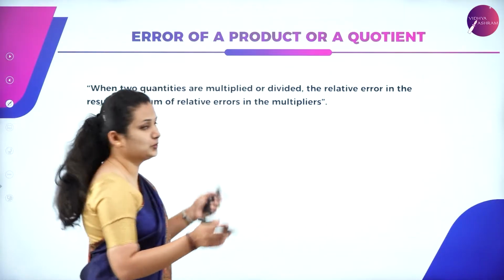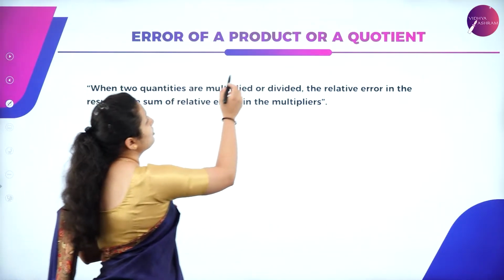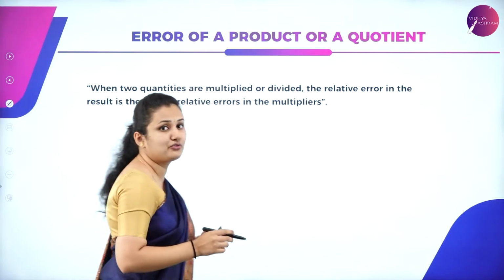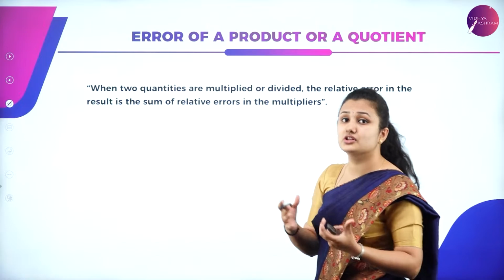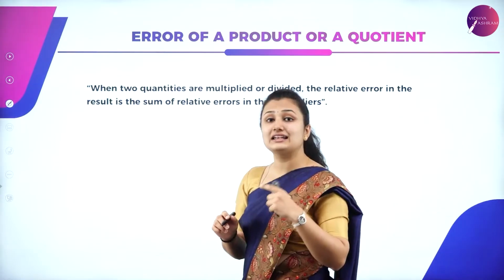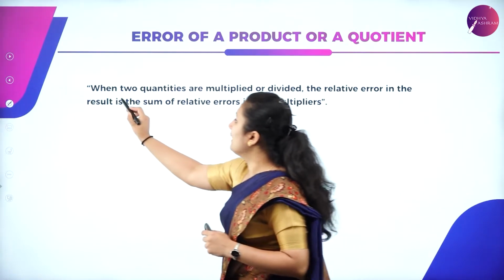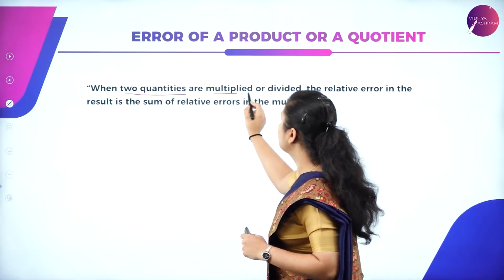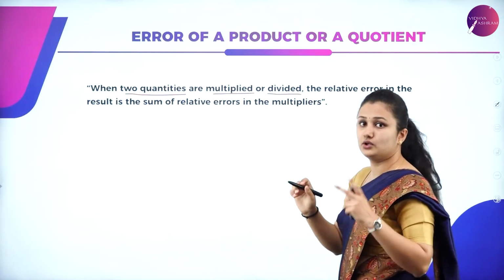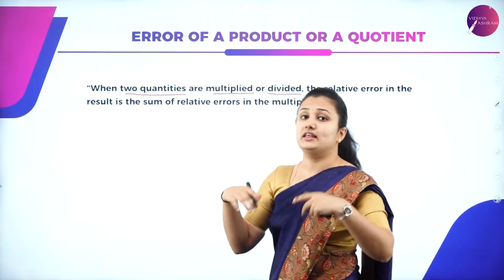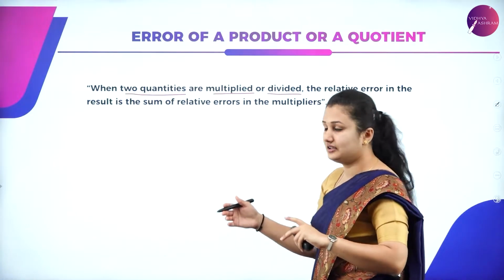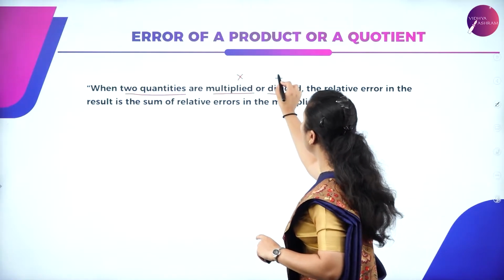Next, rule 2. Error of a product or a quotient. That is, I'm talking about multiplication or division. Let us read rule 2. When two quantities, say A and B, are multiplied or divided.